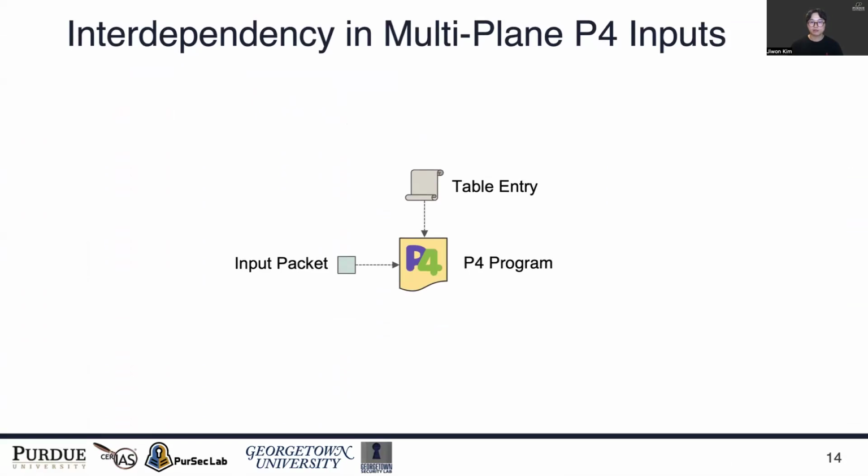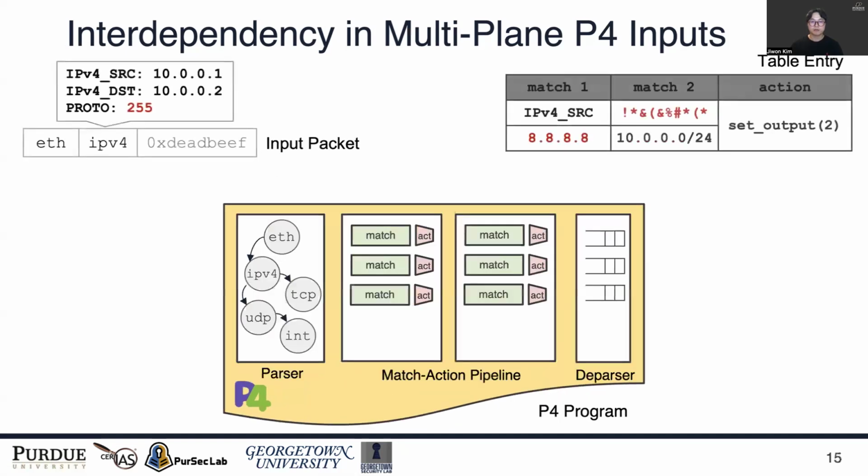First, CHIMERA can support multi-plane inputs. However, we should consider interdependencies between these inputs: input packet and table entry. The P4 program consists of three stages. First, the parser determines which packet header is of interest. The match action pipeline defines how to handle packets. The parser has a queuing policy.